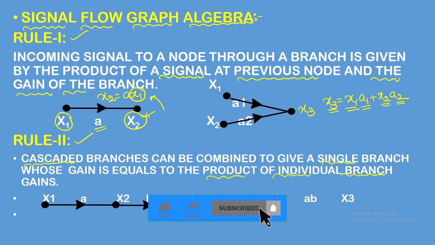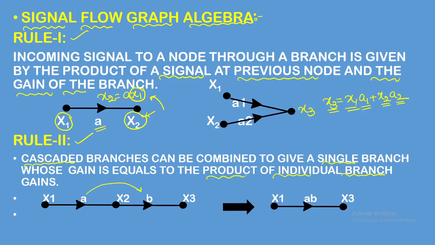So if you can represent this entire branch with a single one, that is the multiplication, that is the gain product. So both gains will be multiplied and this node is also eliminated, so that you can reduce very easily. So x1 to x3, x3 can be written as AB into x1. So whenever you have two cascaded or two series branches, you can multiply easily.